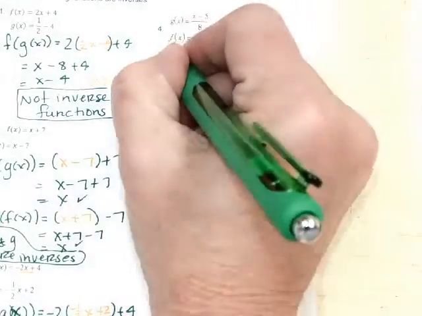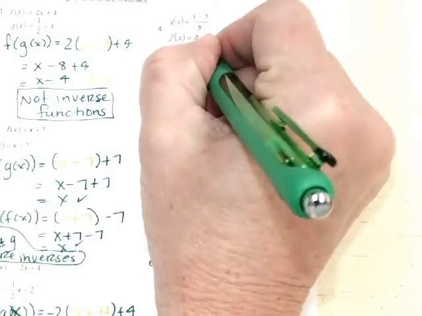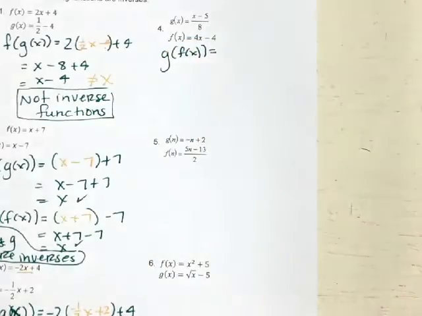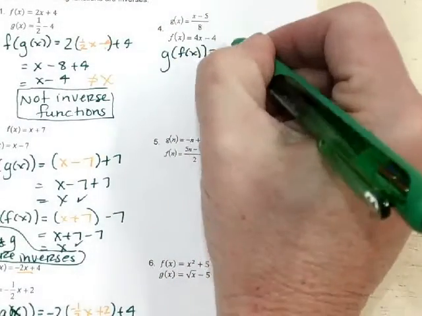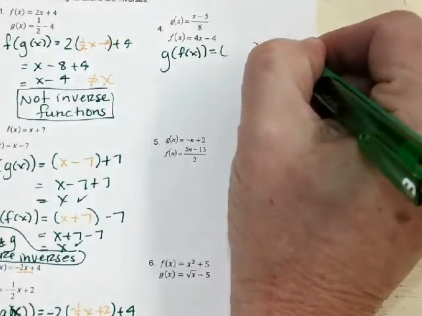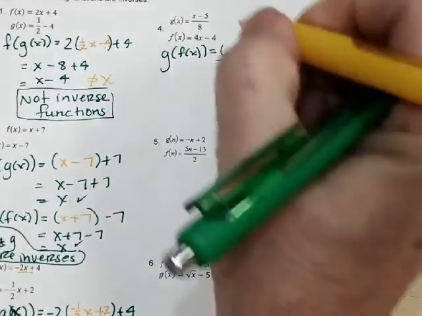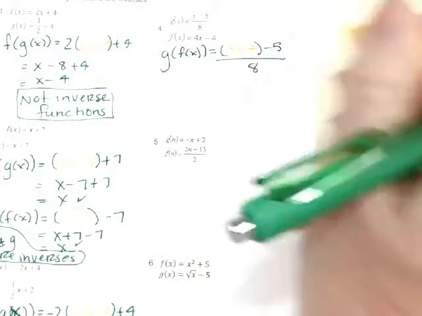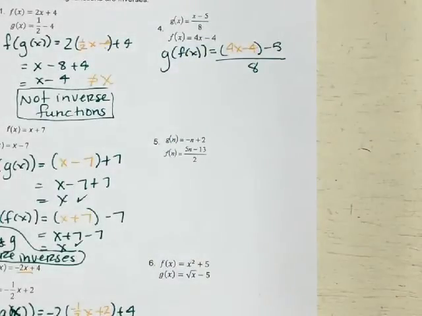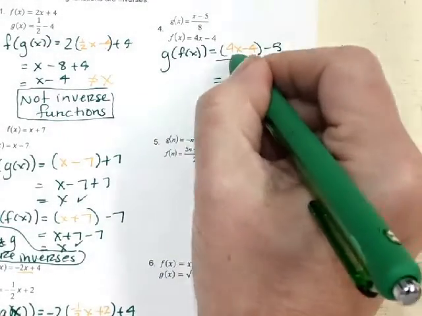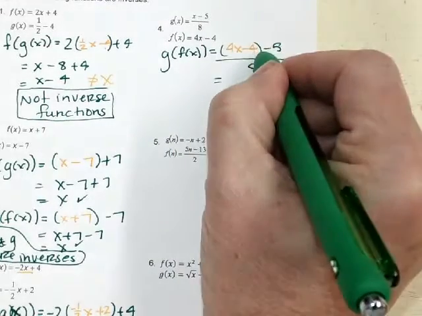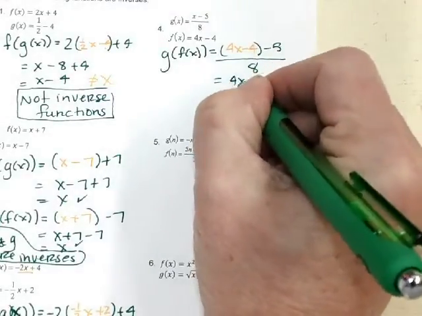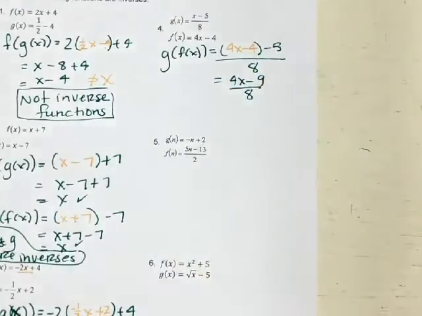So I'm going to do g composed with f. And that's going to be, now it's a fraction, but it's okay. We're just going to do x minus 5 over 8. And then we're going to plug in the 4x minus 4. So see, that's not really all that bad. On the top, the only thing I can do is get rid of those parentheses and combine like terms. So I've got 4x minus 9 over 8. There is absolutely nothing I can do to simplify that. That is, g composed with f of x is 4x minus 9 over 8.